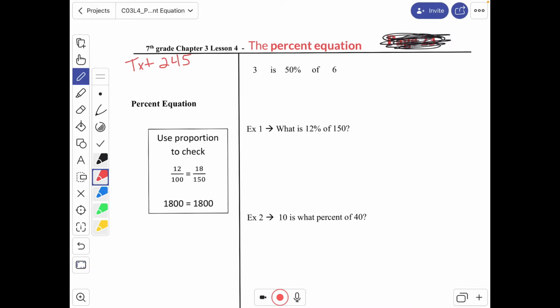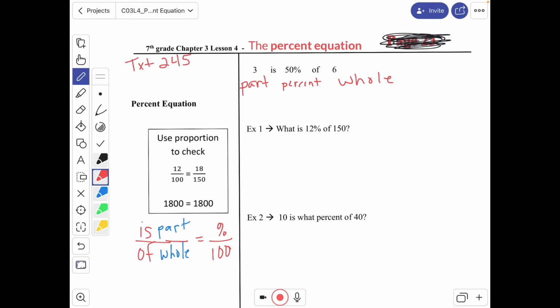When we set up the percent proportion, we learned that it was is over of, and is represented the part, and the of was usually next to the whole number, and then it was some percent over 100. So remember that is next to the part. So in this sentence up here, 3 is 50% of 6. 3 is the part. 50% is the percent. And 6 is next to of, so that's the whole.